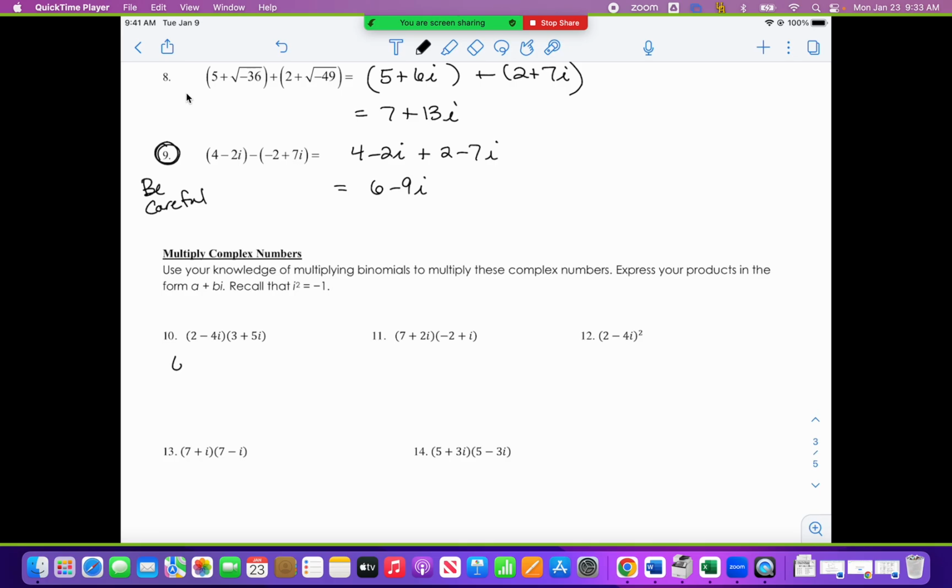2 times 3 is 6. The outer is 10i. The inner is minus 12i, minus 20i squared. So do you see the FOIL? The first, the outer, the inner, and the last. So this is 6 minus 2i, and then you're always going to replace i squared with -1. So it's 26 minus 2i.